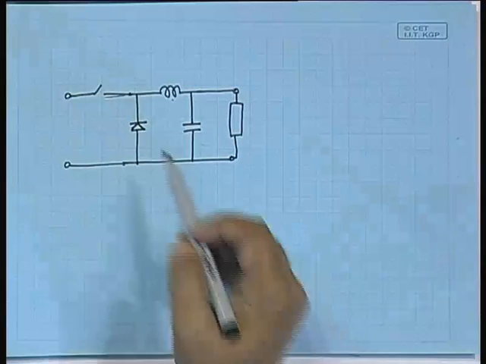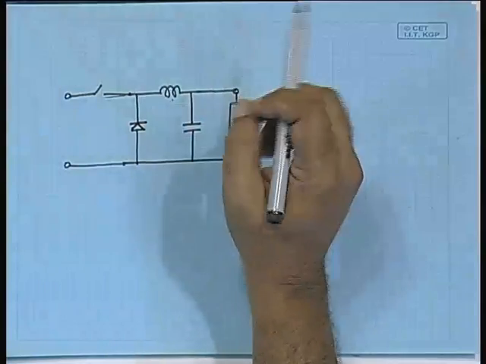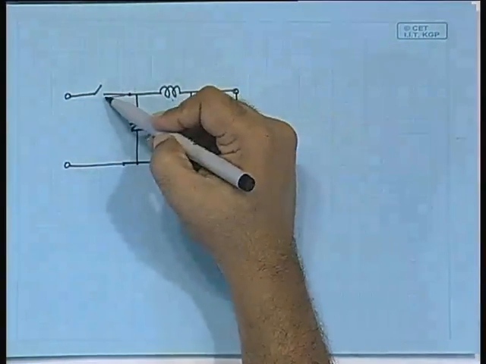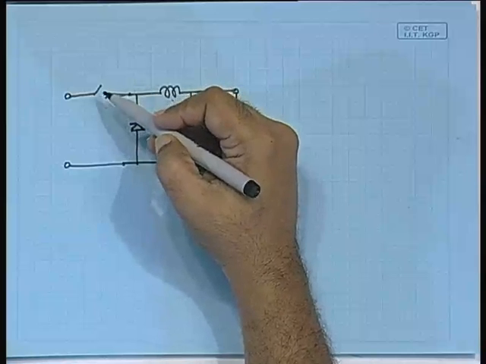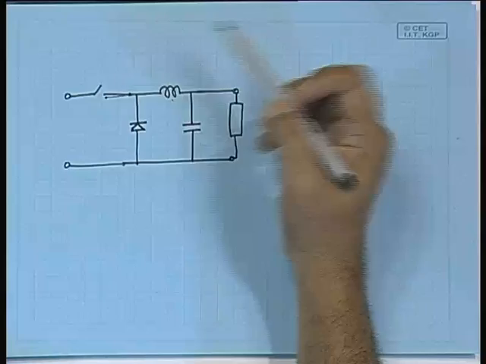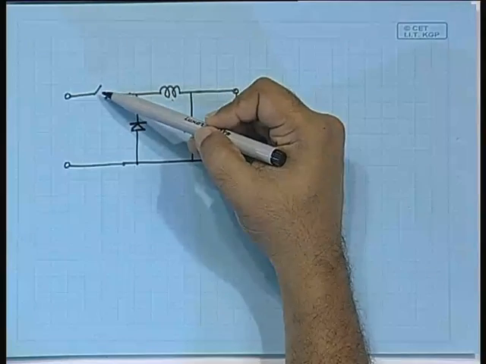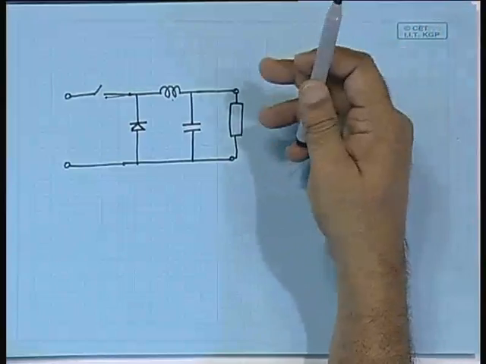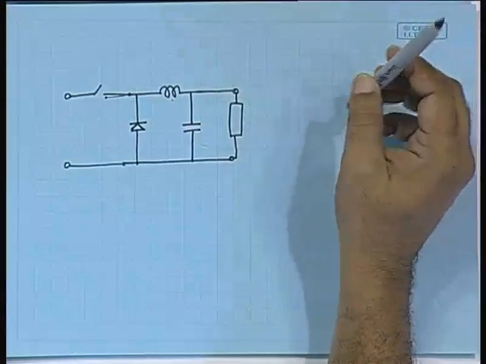Okay. And this switch is not a switch where you can switch on and off by hand, it is an electronic switch that can go on and off very fast. Very standard values are 50,000 times per second to 1 lakh times per second.